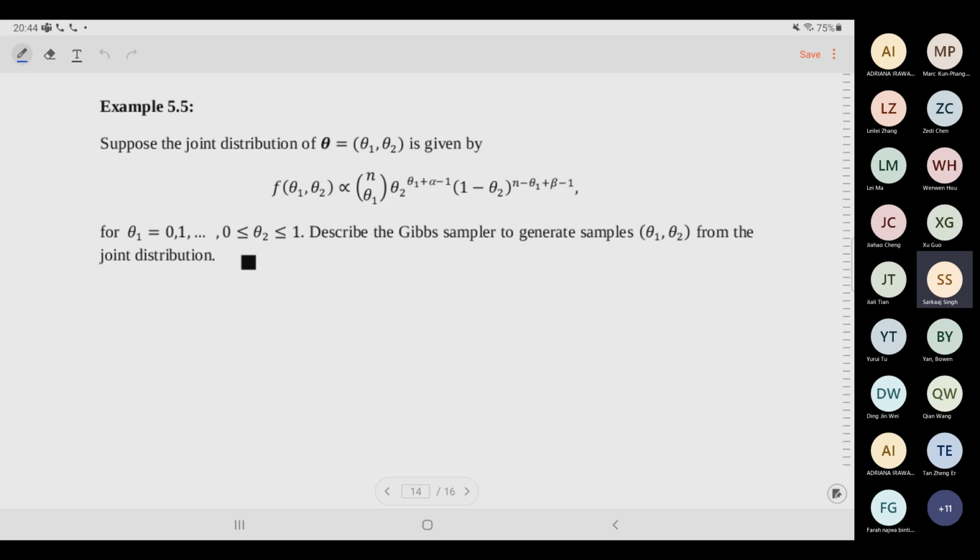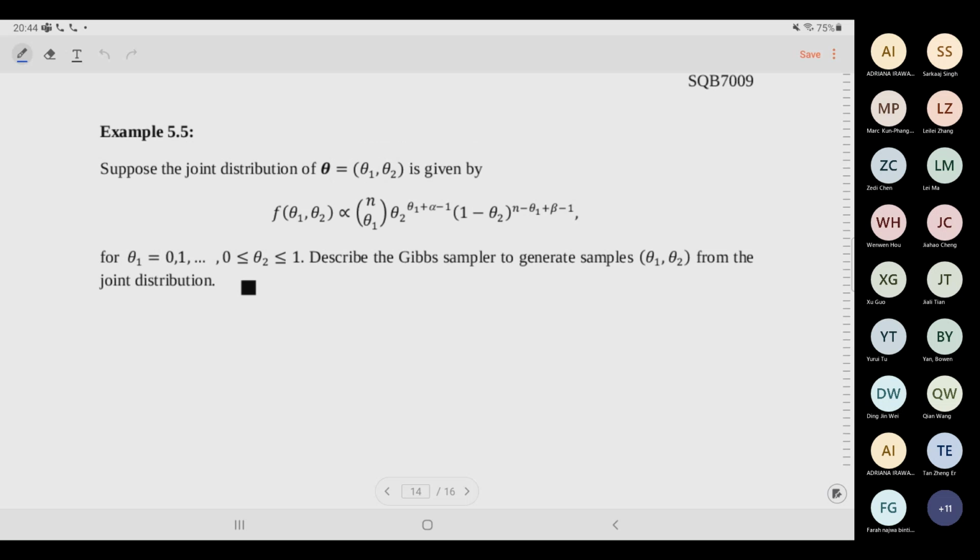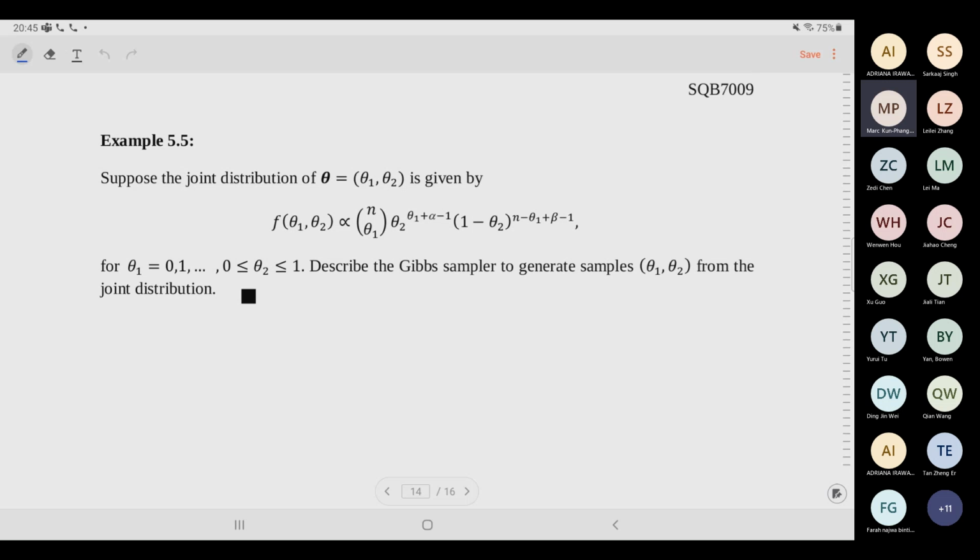Quick question. So basically, we use the Gibbs sampler when our posterior is multivariable, is it? Yes. Because if you have only one parameter, what you're doing is basically the Gibbs sampler, right? Because you are sampling from the posterior, right?